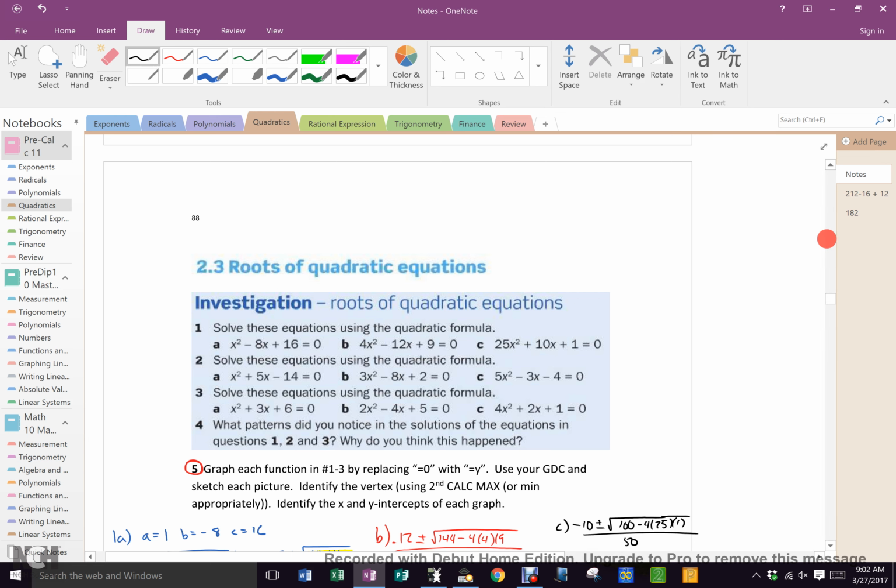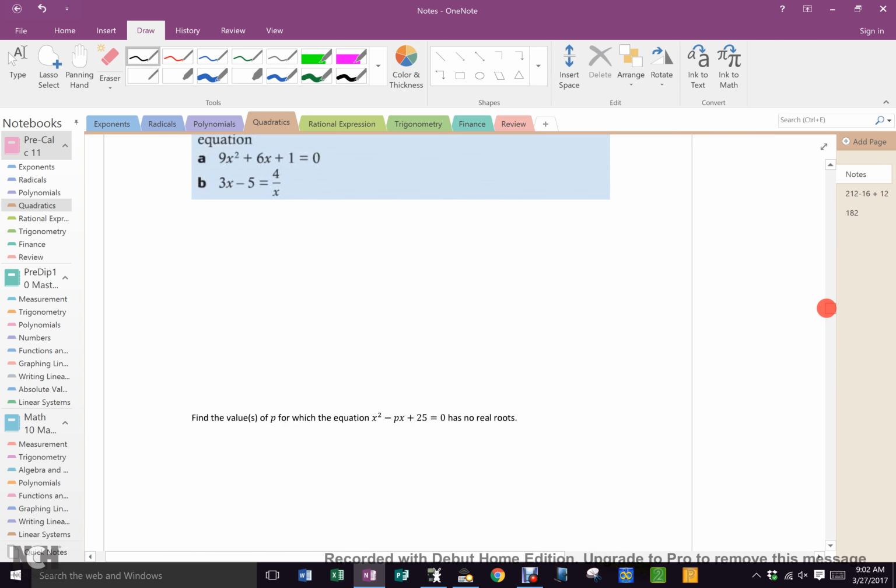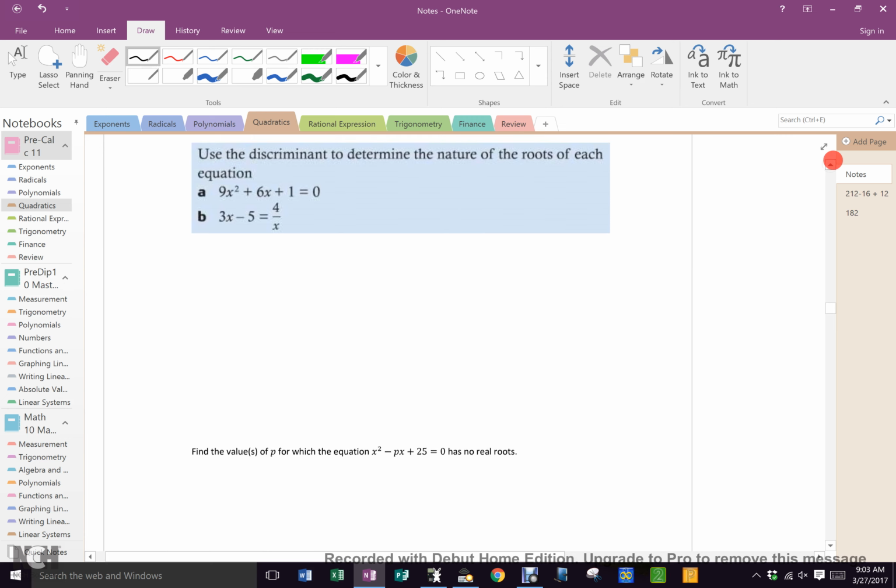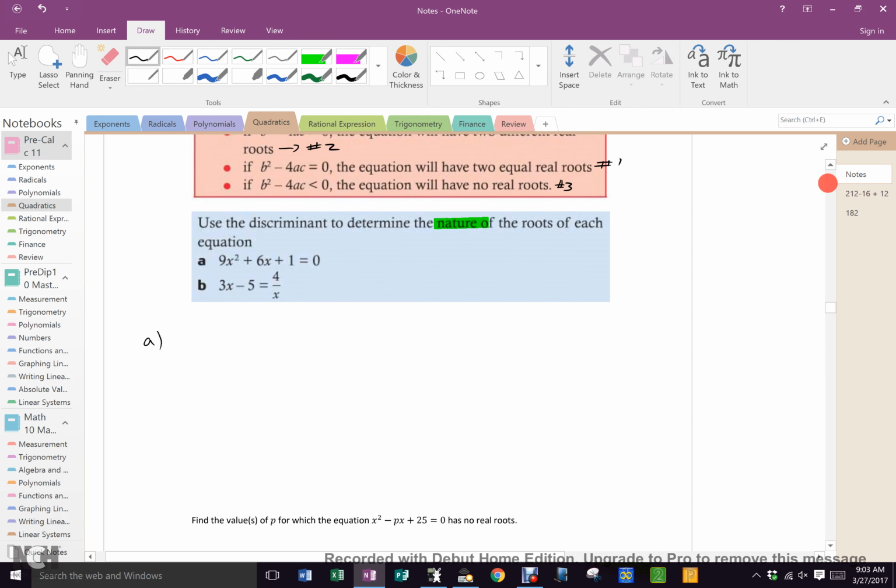Okay. All right, so let us go, cabbages, and let's look at this one. Just use the discriminant for A and B here. So A, notice I only want the nature of the roots. I do not need the answer. I just need to know how many there are going to be. So what do I do here? I only need the discriminant, which is b squared minus 4ac. So what is the first one?